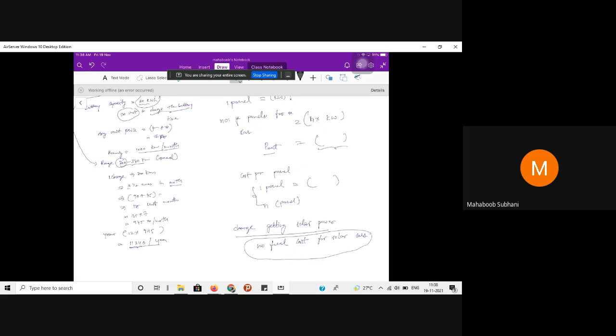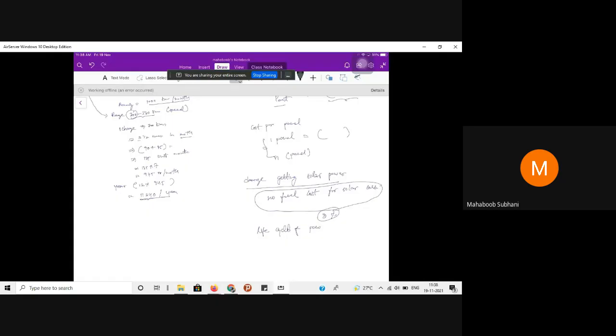So maybe the capacity will come down, or else the irradiation effect will not be the same throughout the year. It will be changing, right? And then we also need to take up the life cycle of the panels, how long they will be functioning. Same thing for electric vehicles, the battery and motor, how many years? So these things we need to take into consideration.